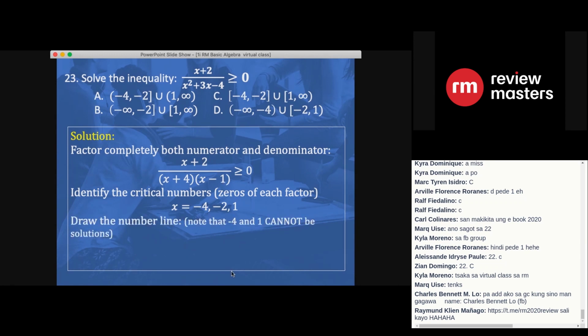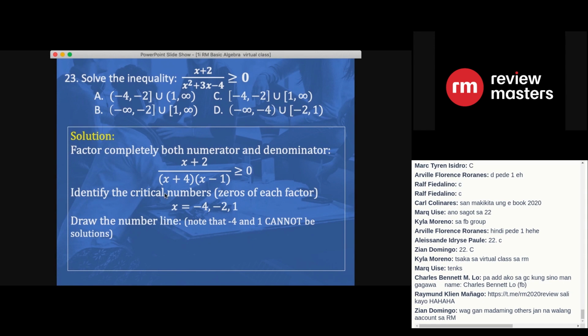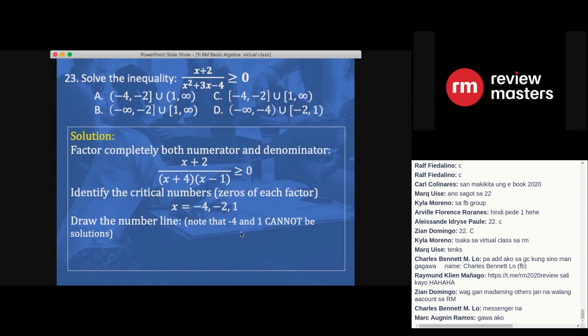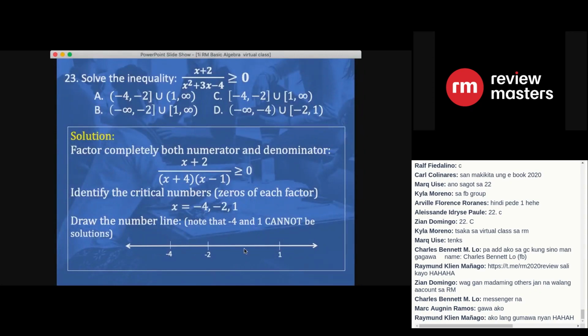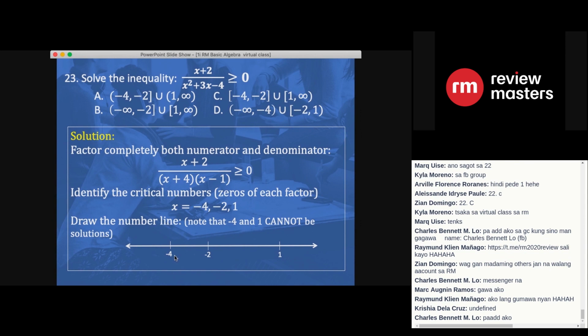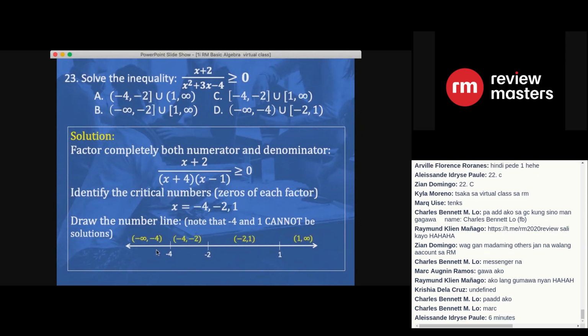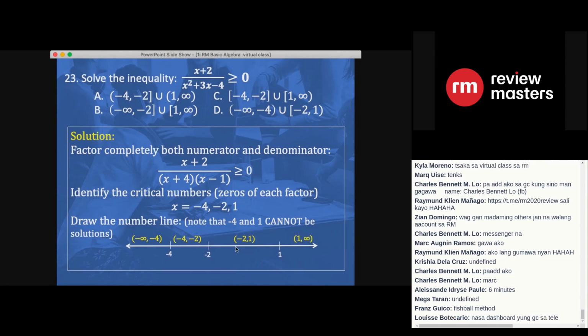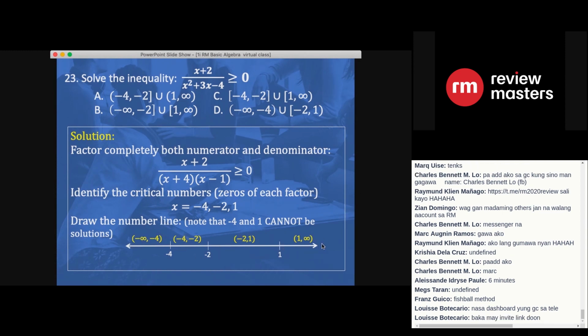Draw the number line. So negative 4 and 1 cannot be solutions. Okay? Kasi kapag ginawa mong negative 4 ito, what will happen? Magkakaroon ka ng 0 na denominator. So alam natin, negative 4 cannot be a solution. In the same token, yung 1, kasi pag ginawa mong 1 minus 1, magkaka-0 ka, so 1 cannot be a solution also. Okay? So ano yung representation natin sa kanila? So this is your number line. The critical numbers are negative 4, negative 2, and 1. So from negative infinity to negative 4, parentheses. Negative 4 cannot be a solution, to negative 2, negative 2 to 1, and 1 to positive infinity. So yun yung hati-hati natin. Okay?